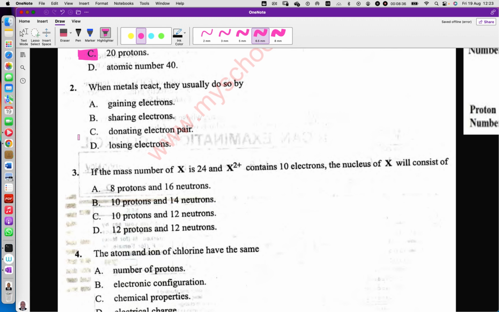So when metals react, they usually do so by what? A, gaining electron, no. B, sharing electrons, no. C, donating electron pair, no. And D, losing electrons. D is the right answer for 2.